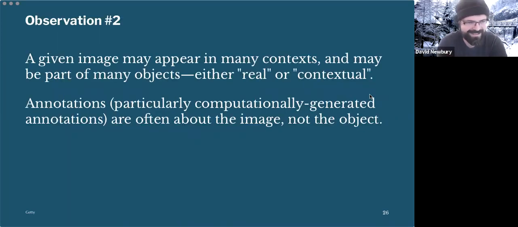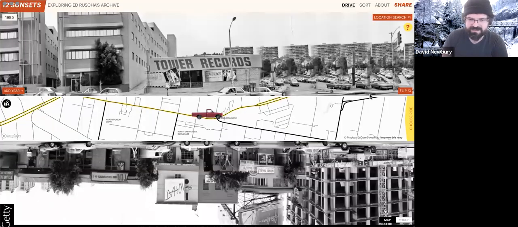The other observation is that these images appear in many contexts. And the annotations that are generated from them are often about the image, not the object. We find this more and more as we start using computational processes to generate metadata. Some of you, and I think there was a lightning talk about this yesterday, about our 12 Sunsets exploration. Again, this is a IIIF enabled experience, but the object that's being represented here is Sunset Boulevard, not any particular archival folder or structure.